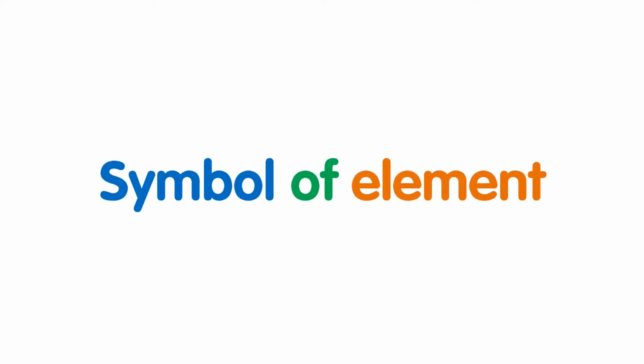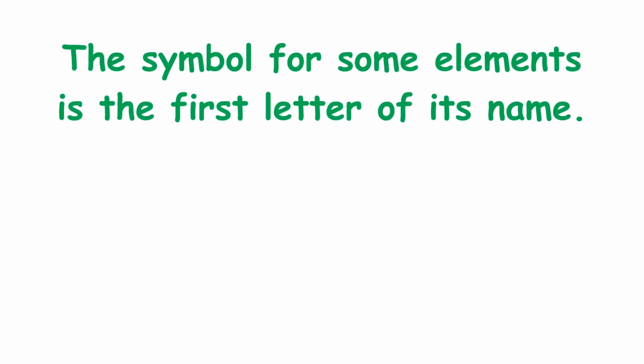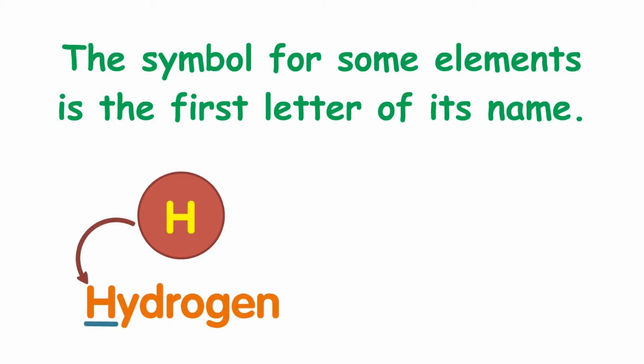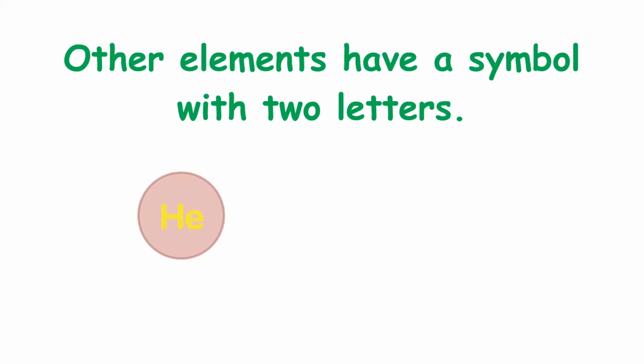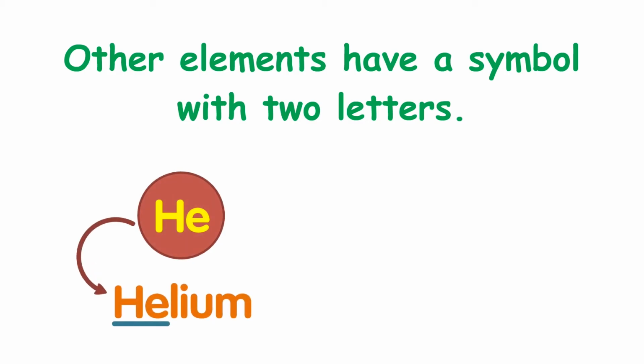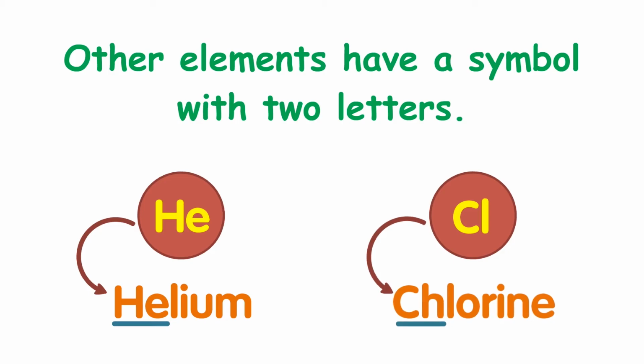Symbol of element. The symbol for some elements is the first letter of its name. For example, H is the symbol of hydrogen. O is the symbol of oxygen. Other elements have a symbol with 2 letters: He, the symbol of helium. Cl, the symbol of chlorine.